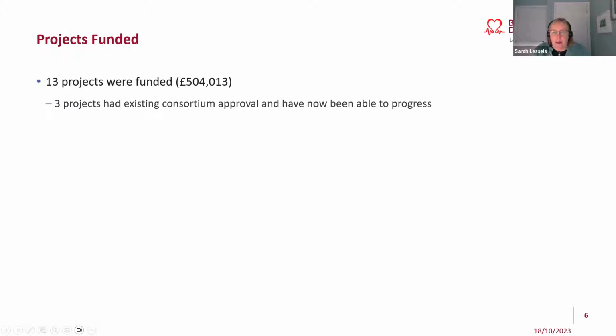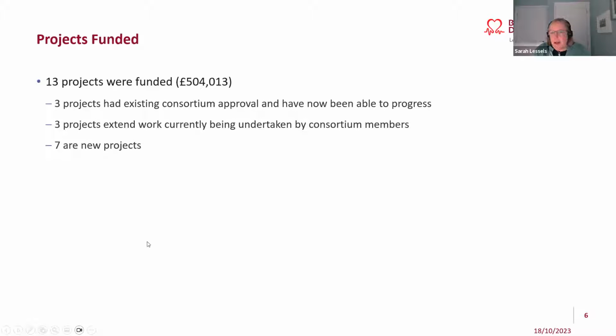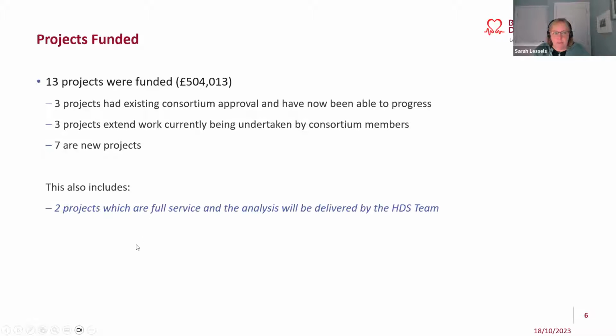Three projects had existing consortium approval and have now been able to progress as a result of the funding. We had 3 projects that extend work currently being undertaken by consortium members, and 7 were brand new projects. We also included 2 projects which are full service, which meant that the analysis would be delivered by the health data science team within the data science centre. And 2 of the projects sit within the diabetes data science catalyst.